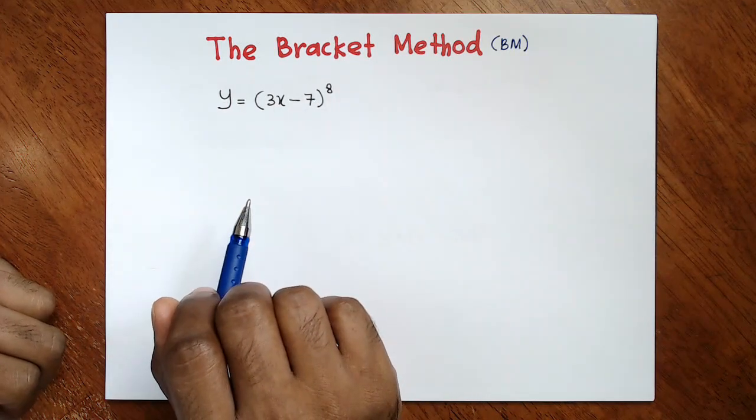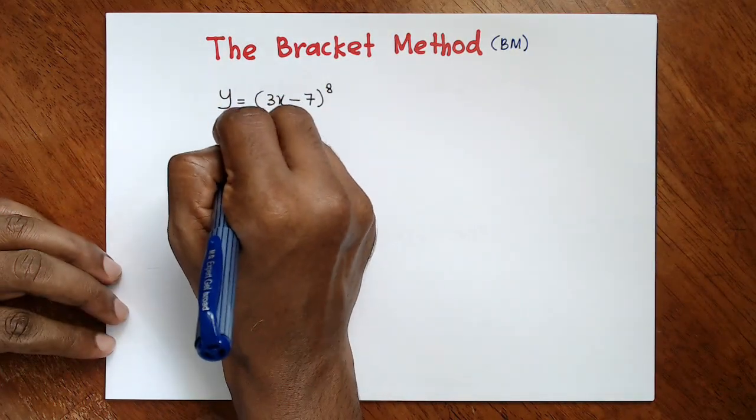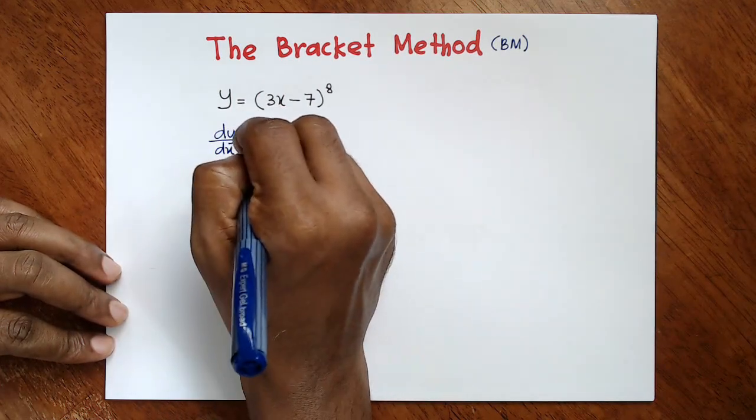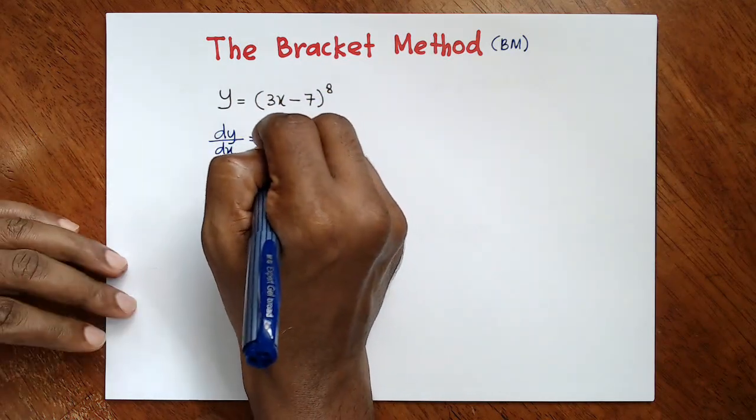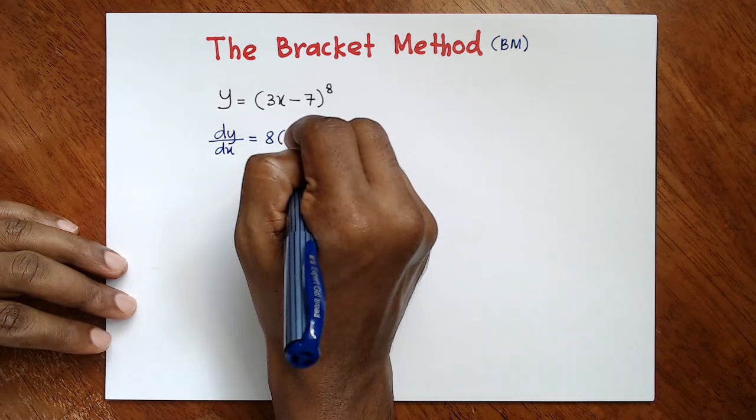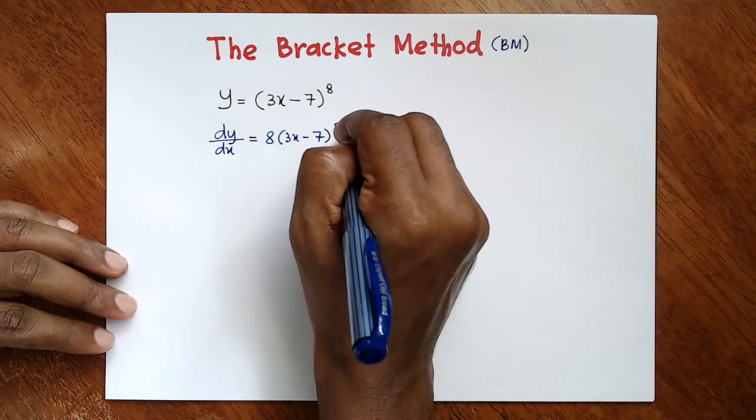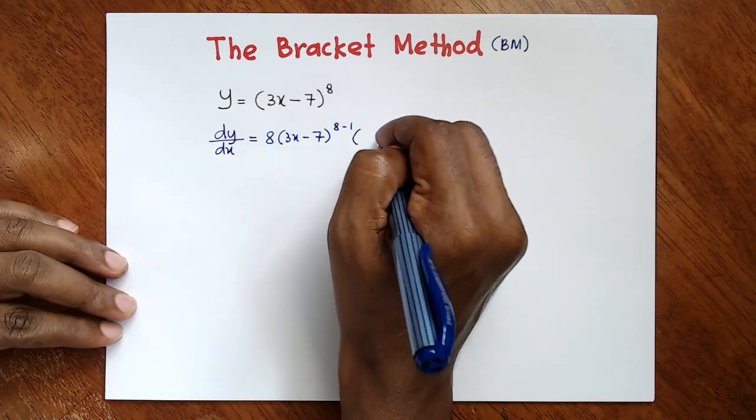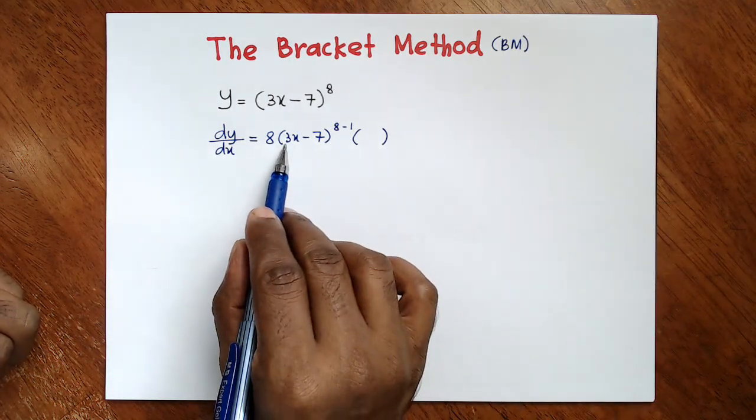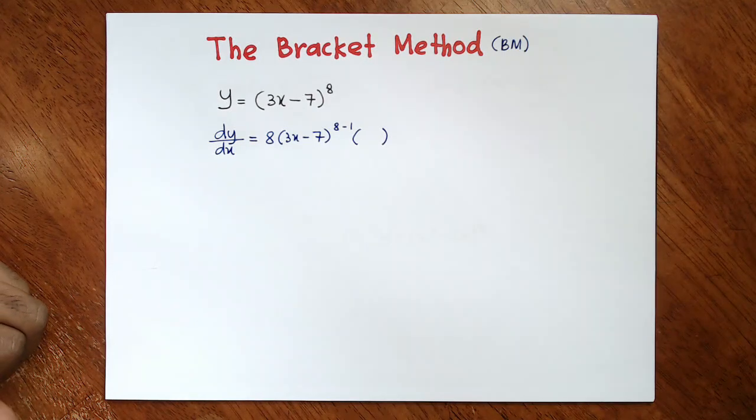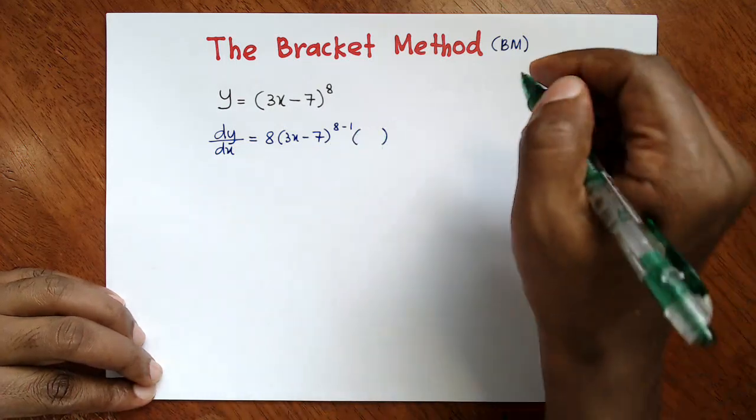We can straight away do dy/dx. So dy/dx will be equals to, what you do is the 8 you bring in front, right? And then the (3x minus 7) you just copy. But the power of 8 you have to minus by 1. And then this is the tricky part, the important part. What you have to do is you have to differentiate the inside here. So what we do is we assume the inside of the bracket is 3x minus 7, right?